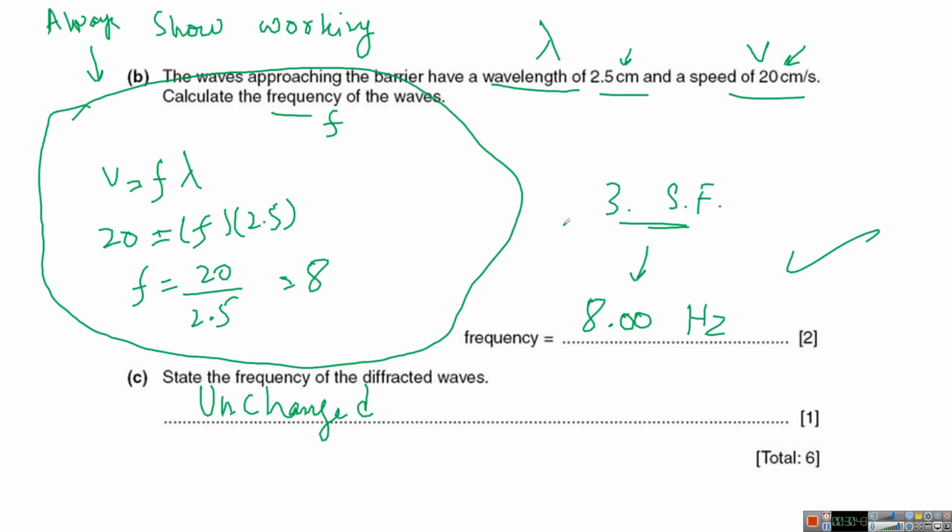That does not change. If it were 8 hertz before, that would also be 8 hertz even after diffraction. So this was before, and this is after. So keep in mind the frequency does not change, so it will also be the same. So if you write this unchanged, that is this, so this will ensure that the examiner gets your point. Why have you written this 8 hertz, right?